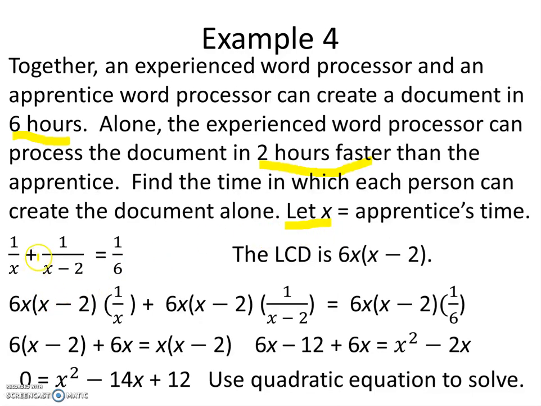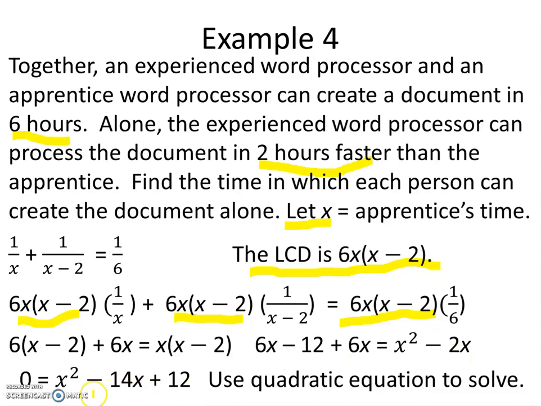So then we set up the equation that 1 over x plus 1 over x minus 2 equals 1 over 6. The LCD for that equation is 6x times the quantity x minus 2. So we multiply each term by that least common denominator, and when we do, we find that 6 times x minus 2 plus 6x equals x times x minus 2. Continuing to simplify, we find that 6x minus 12 plus 6x equals x squared minus 2x.